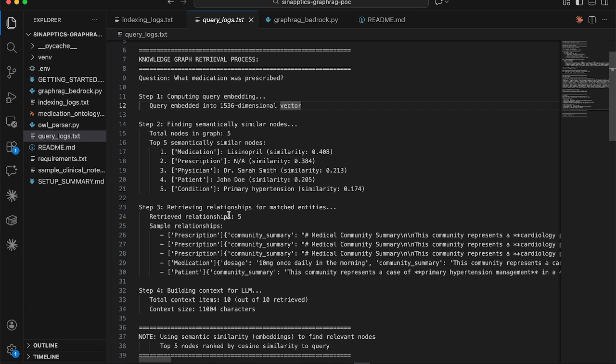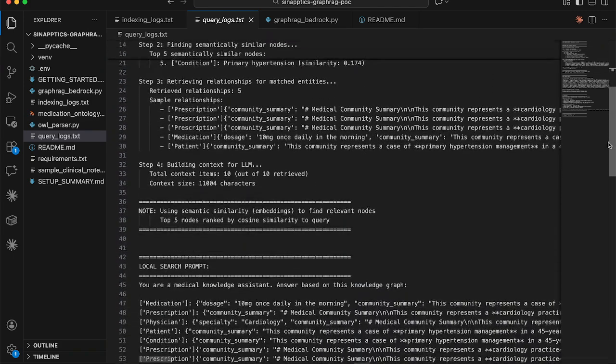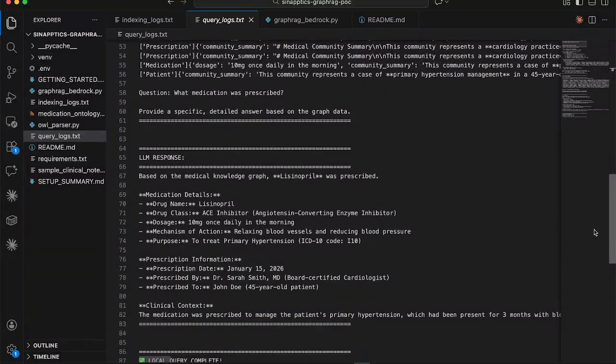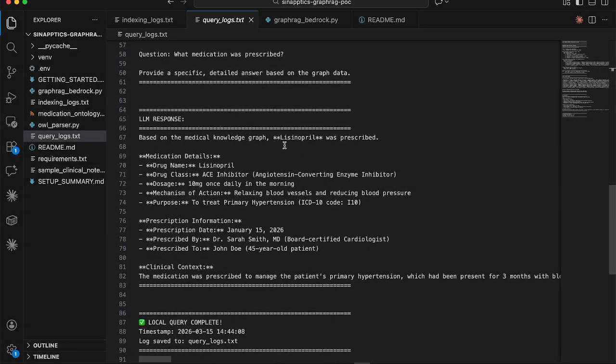Once you do that, then the LLM has the right nodes, the right relationships, and the question, and it will be able to give you the exact outcome by following the rules of the knowledge graph. So for example, if you ask a question, what medication was prescribed, the answer you're going to get is something like this. Based on the medical knowledge graph, lisinopril was prescribed, and then it will have the medication details, prescription information, clinical context. Again, it does this by looking at the knowledge graph, by using the nodes that were semantically similar to the question that was being asked.